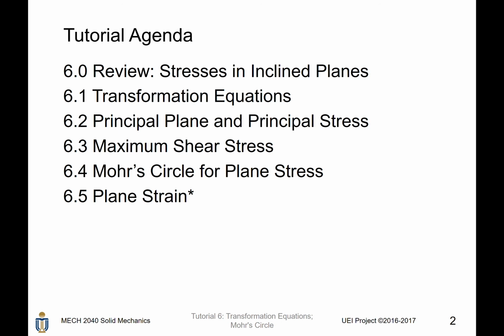Besides, we will try to find the maximum value of the transformation equations, which is called the principal plane and principal stress. We are also interested in the maximum shear stress obtained from the transformation equations. Another important thing in this tutorial is to combine all our transformation equations into a Mohr circle. It can give you a very direct impression of the relationship between the direct stress and shear stress for an element at different orientations. We also talk about plane strain.